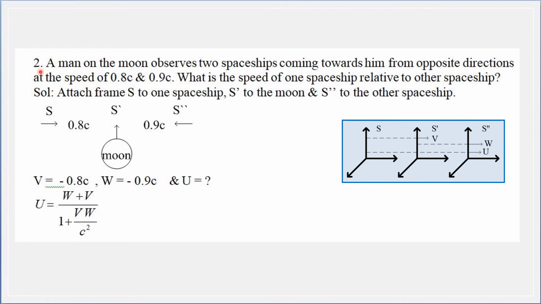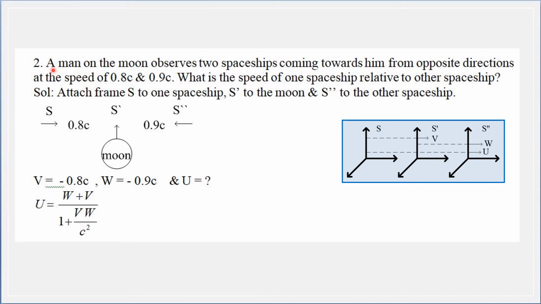Now, in the second problem, see, a man on the moon observed two spaceships coming towards him from opposite directions. That means the man on the moon is in the middle, and from one side, one spaceship is coming towards him, and from the other side, the other spaceship is coming to him. So that is what we draw here. Moon, a person standing on the moon, and one spaceship is coming toward this observer on the moon, and the other spaceship also is coming toward that observer in this direction.